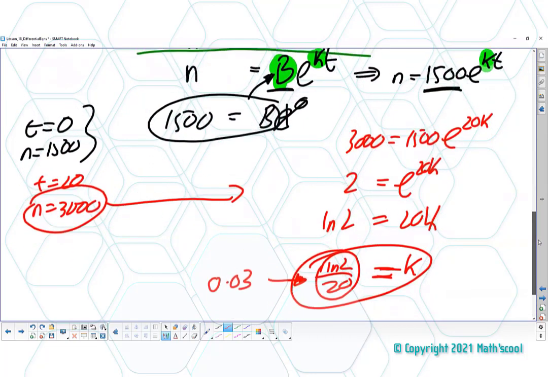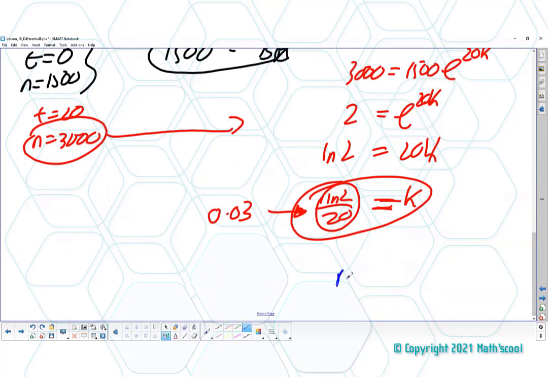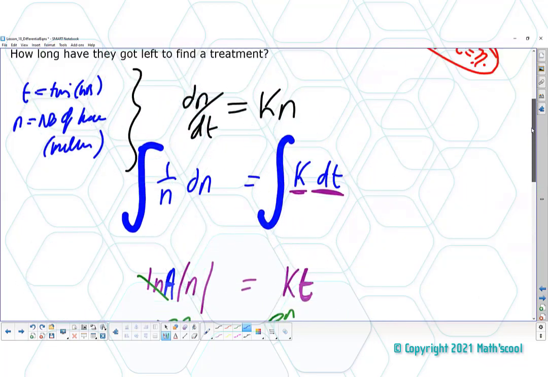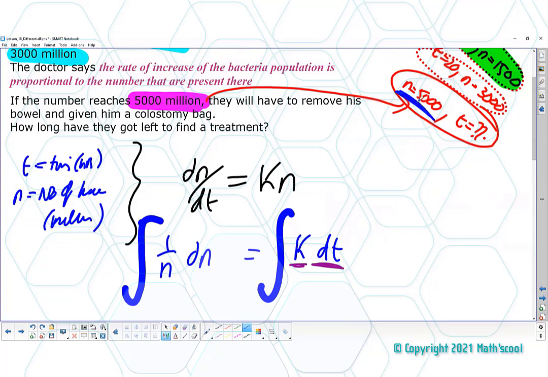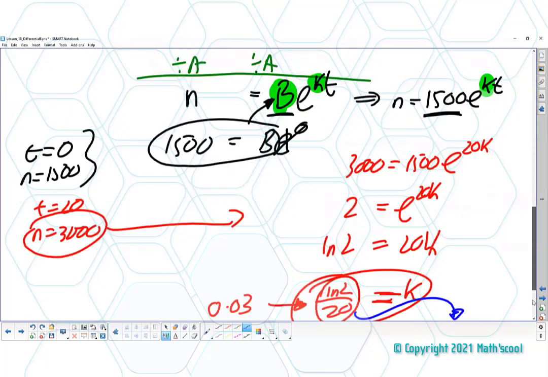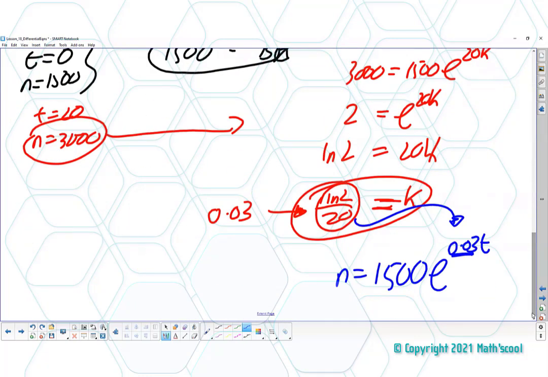And so now we know what K is. My equation is N equals 1500 e to the 0.03 T. Obviously, that's not very accurate, and it should have been more accurate. Obviously, you've done it more accurately than that. Or better still, you've used ln 2 over 20 and just left it as ln 2 over 20. That's far more accurate. Okay, so what do we need to do now? We need to find out when the number of bacteria will reach 5,000, because that's when it's crunch time for him.